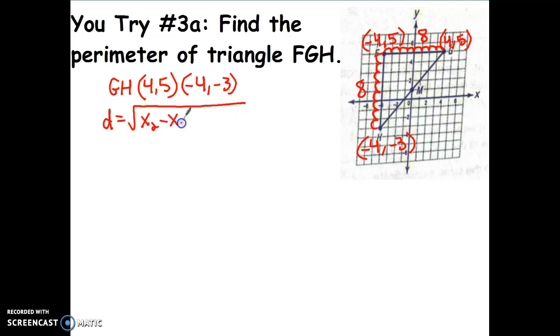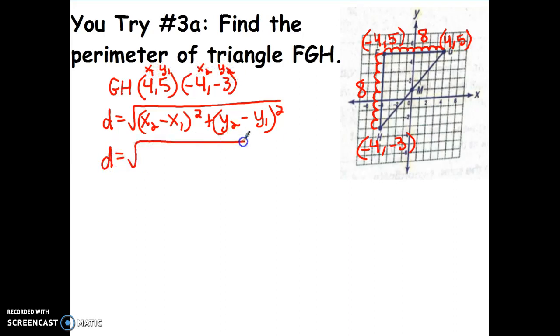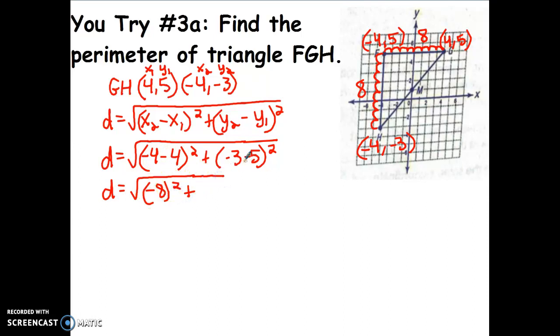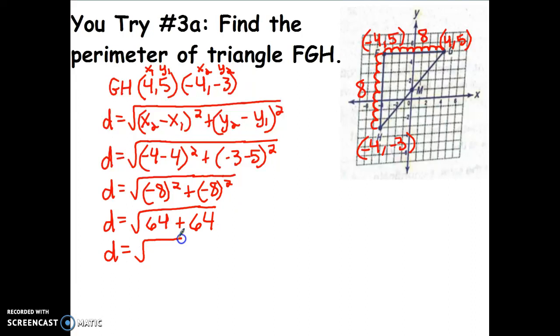So that's x2 minus x1. Let's label x1, y1, x2, y2. x2 is -4 minus x1, which is 4. y2 is -3 minus y1, which is 5. -4 minus 4 gives you -8. -3 minus 5 gives you -8. -8 squared is 64, and -8 squared again is 64. Then 64 plus 64 is 128.